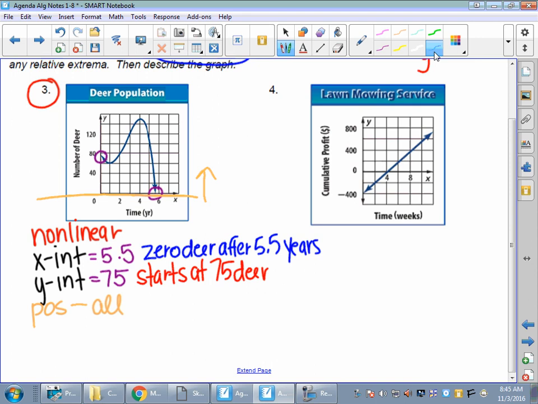So if we start with increasing, it looks to me like right here up to here, the population was increasing, right? So it was increasing from how many years to how many years? 1 year to 4 years.